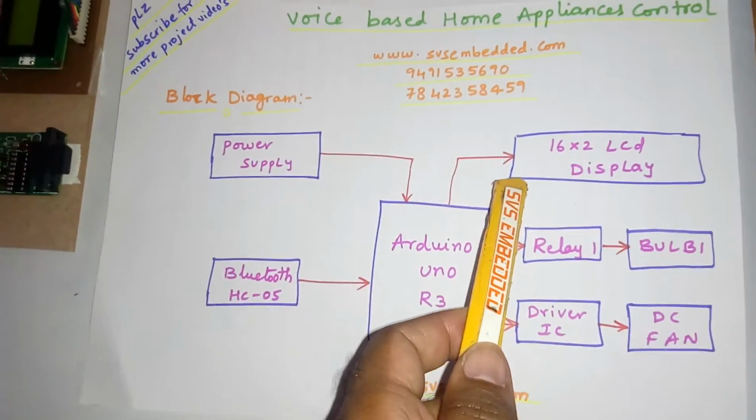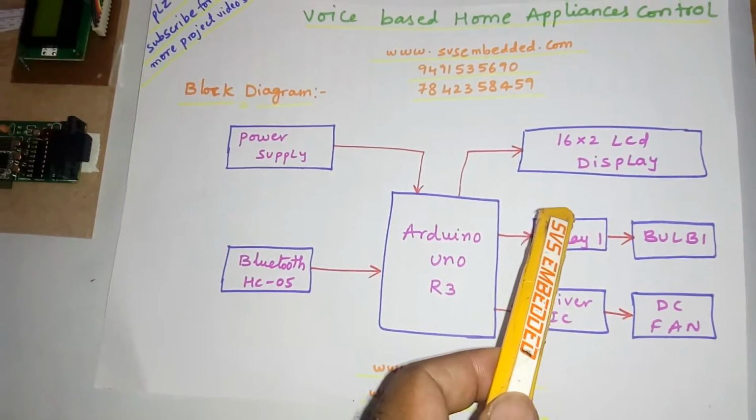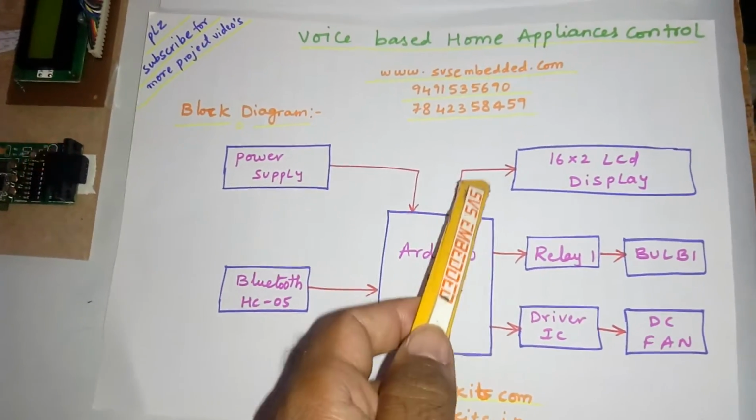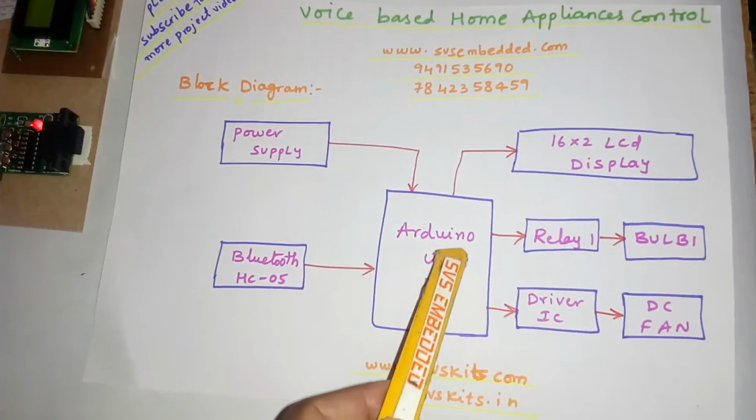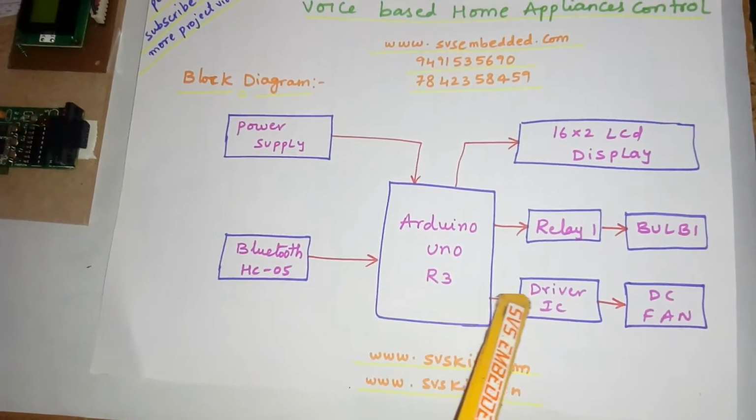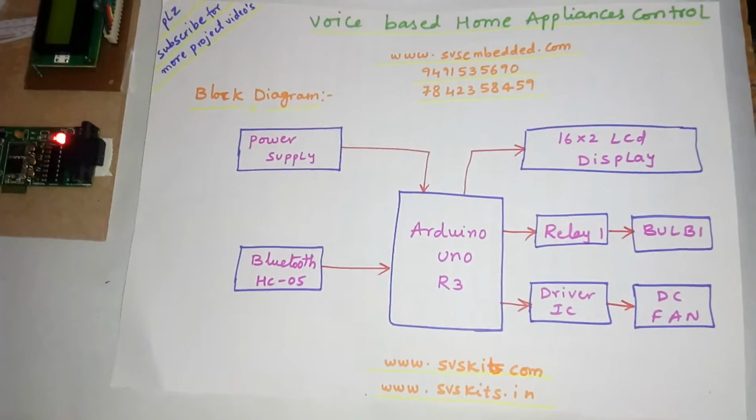Here I am using a 16x2 character LCD display. Whatever process is going on should be displayed on the LCD. Also, relay 1, bulb 1, a driver IC, and one DC fan.